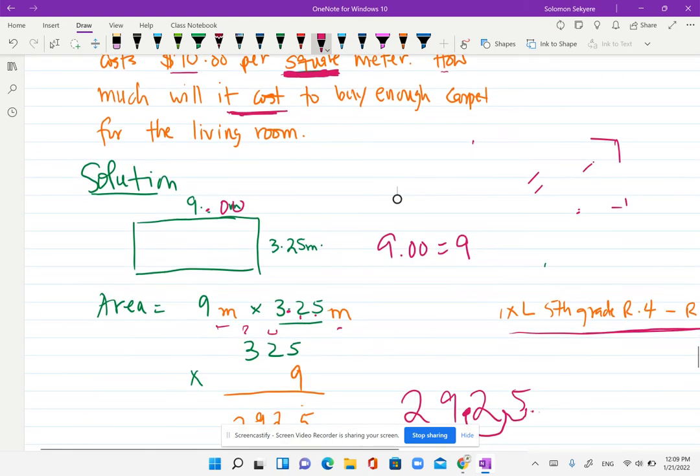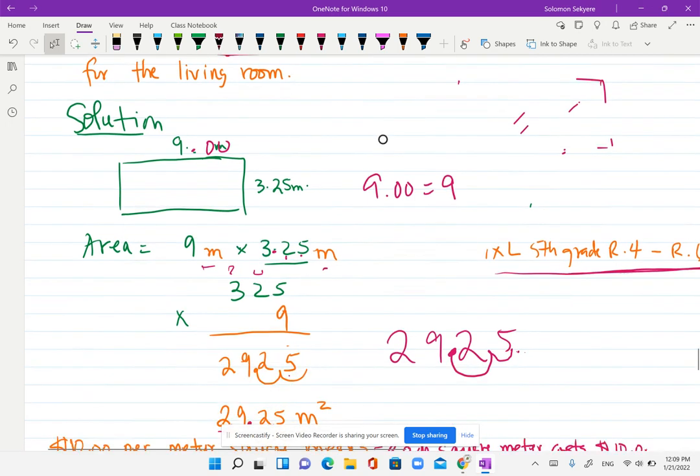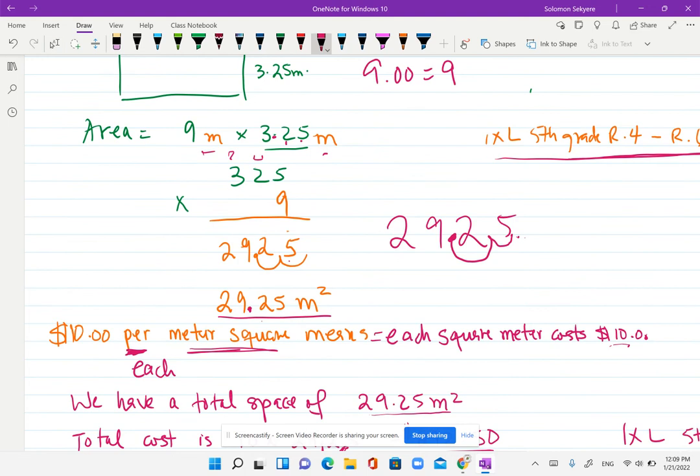So now we need to find the area of the room. It is 9.00 by 3.25, and we know the formula for area is length times width. So we need to multiply these two numbers. 9.00 is just 9, so it is 3.25 times 9.